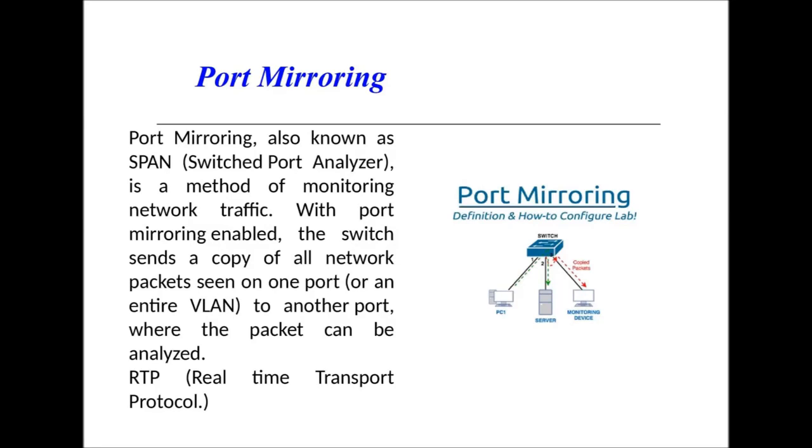With port mirroring enabled, the switch sends a copy of all network packets seen on one port or an entire virtual local area network, VLAN, to another port where the packets can be analyzed, and RTP, real-time transport protocol, is used for this purpose. In the diagram you can see a switch, PC1, server, and monitoring device.